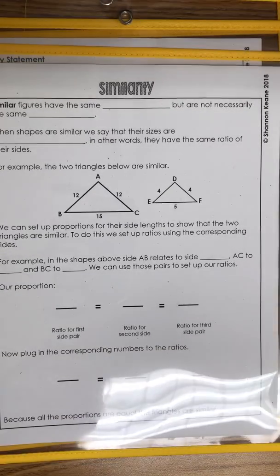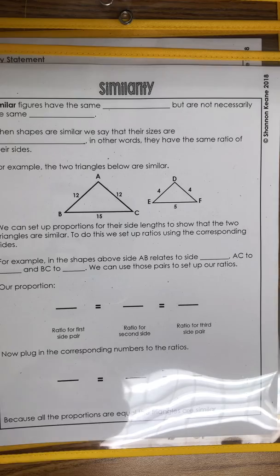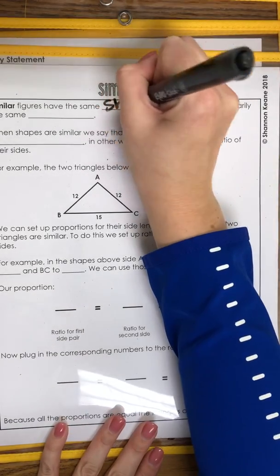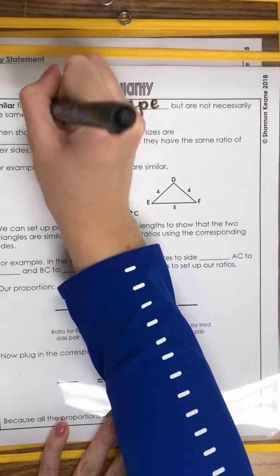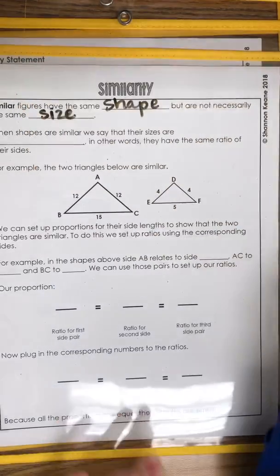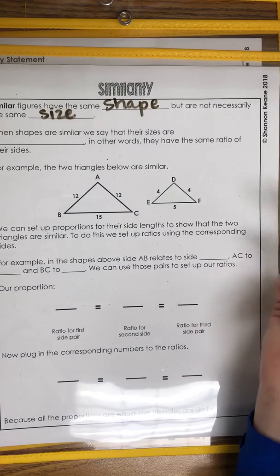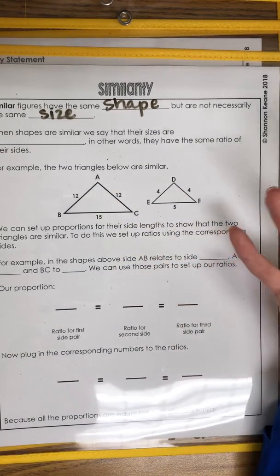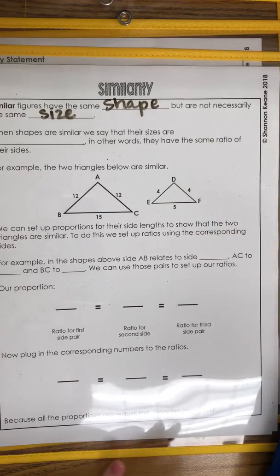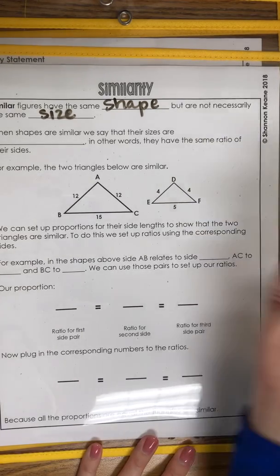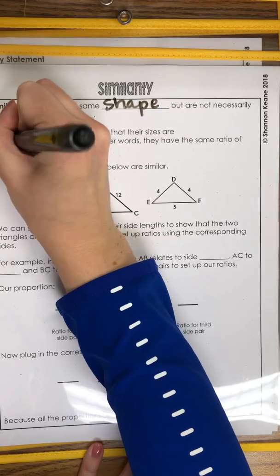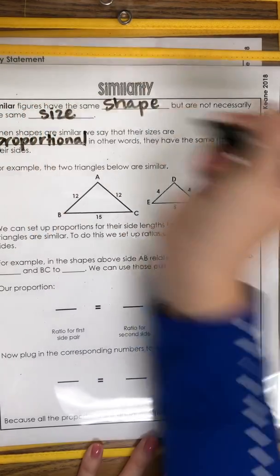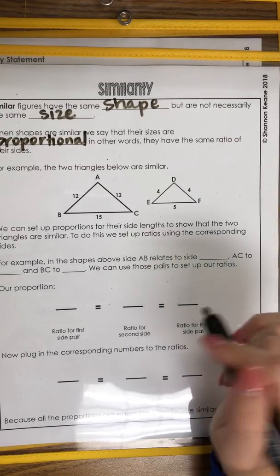Looking at the next part, we can say similar figures. When they're similar, they have the same shape, but not necessarily the same size. Okay? So we can have two triangles, but one's a bit bigger or smaller than the other. One thing that's also required for shapes to be similar is that their sides are proportional. In other words, they have the same ratios.